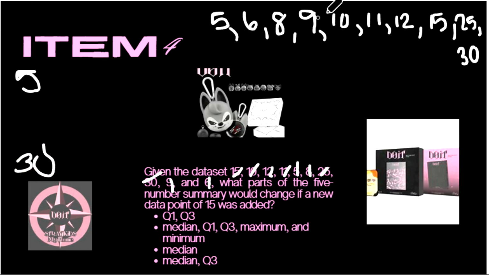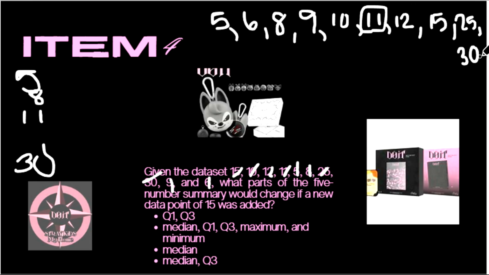1, 2, 3, 4, 5, 6, 7, 8, 9, 10. The middle number is going to be 5.5. 1, 2, 3, 4, 5.5. So our median is going to be 11. Now we need to find the middle between 5 and 11. So 1, 2, 3, 4, 5. Middle is that. So it's 8. And 1, 2, 3, 4.